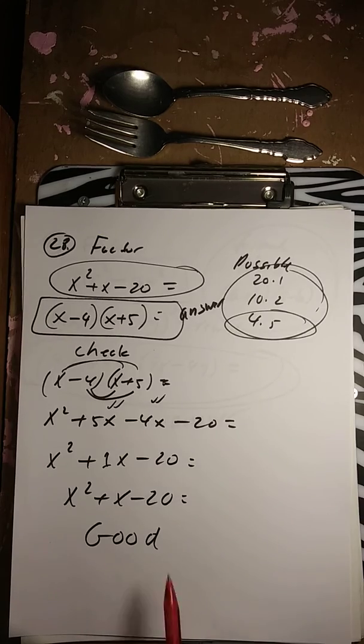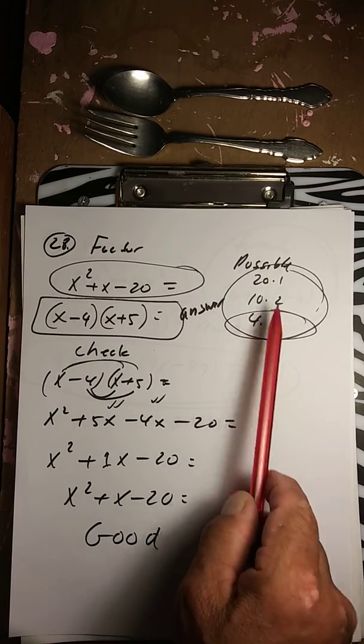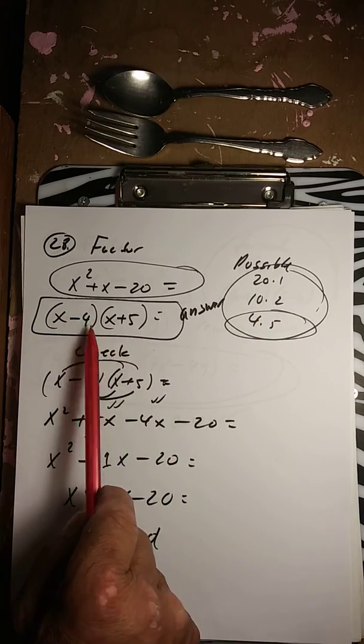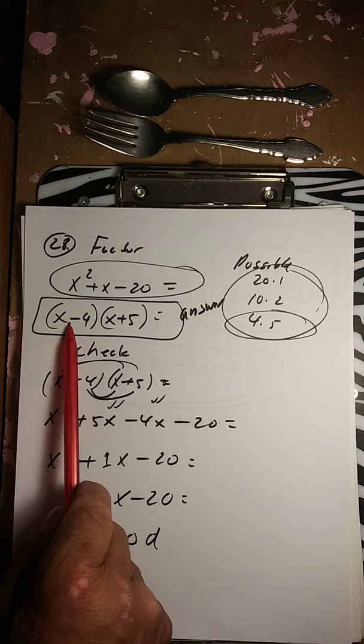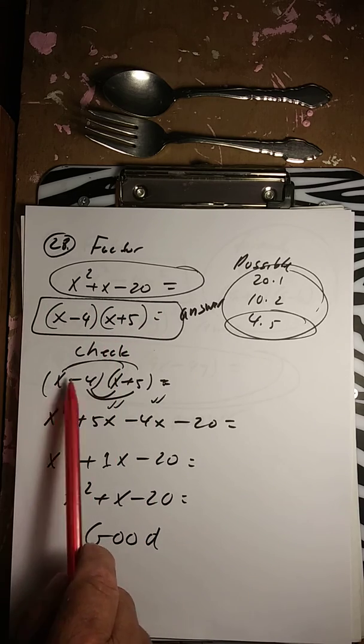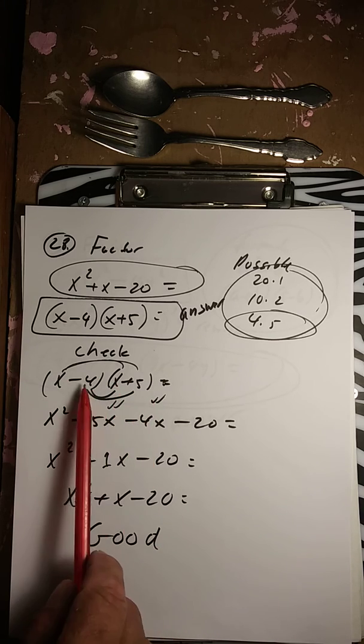Factor this. Look at the last number, 20. 20 times 1, 10 times 2, 4 times 5. Possible, 20 times 1, 10 times 2, 4 times 5. Now from there, I say 4, 5. I say x minus 4, x plus 5 might work. Let's check this. So x times x is x squared. X times 5 is 5x. Negative 4 times that, negative 4x. That times that is that.